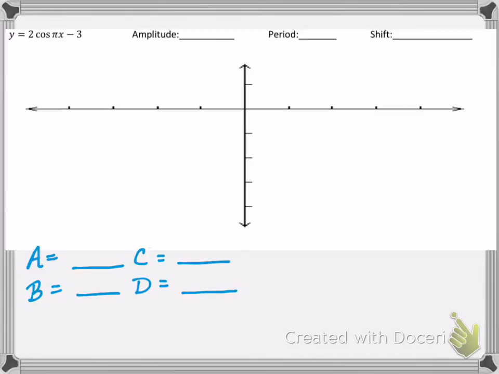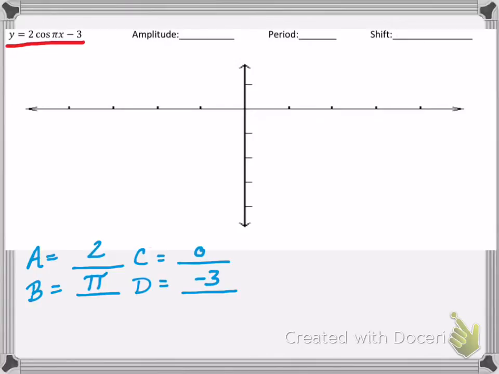All right, so a more difficult example. y equals 2 times cosine pi x minus 3. Are there any parentheses around the x? No, so C is 0. The number in front of cosine is 2, so A is 2. B is pi. Ridiculous. And D is negative 3.